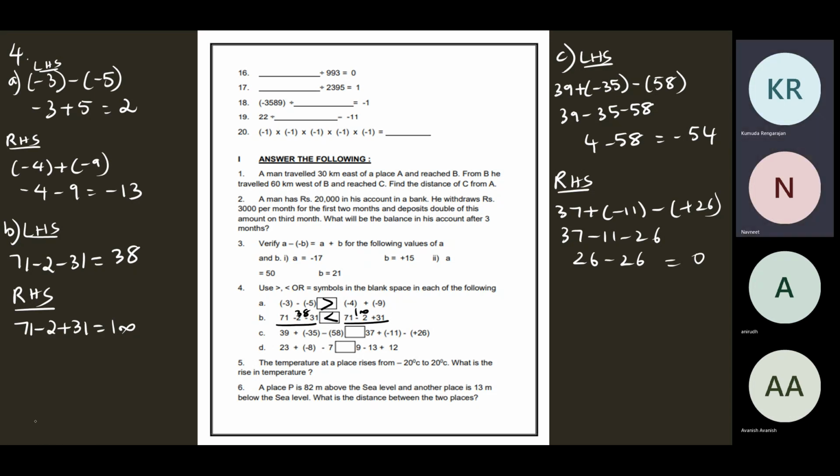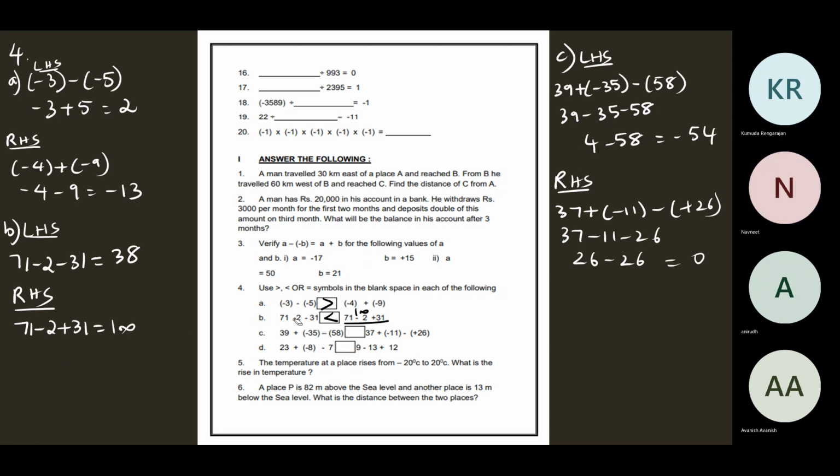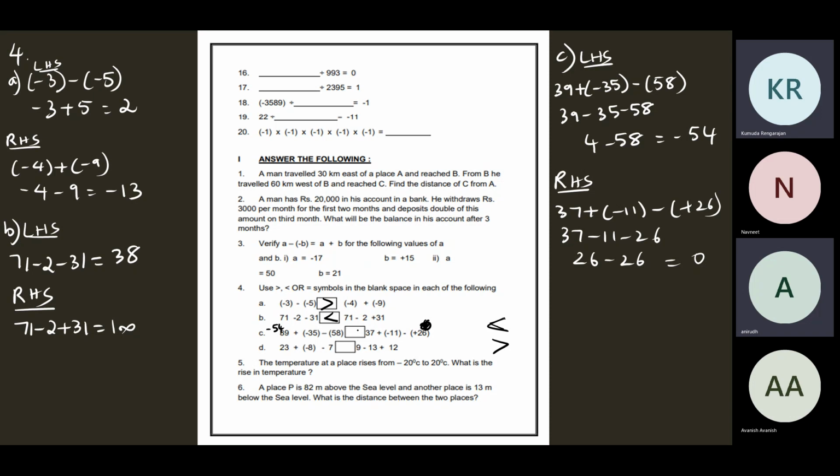So the answer for the left hand side is minus 54. Right hand side is 0. So what is the sign? Less than or greater than? This sign or this sign? What happened? Ma'am, left, ma'am. Minus 54. Minus 54 is less than 0, correct? Yes, ma'am. Okay.